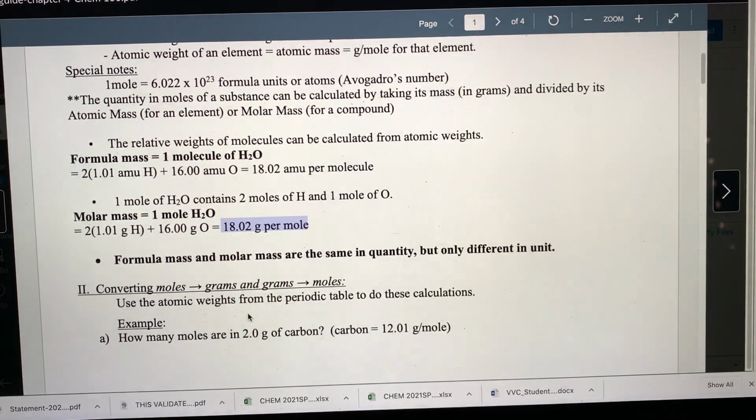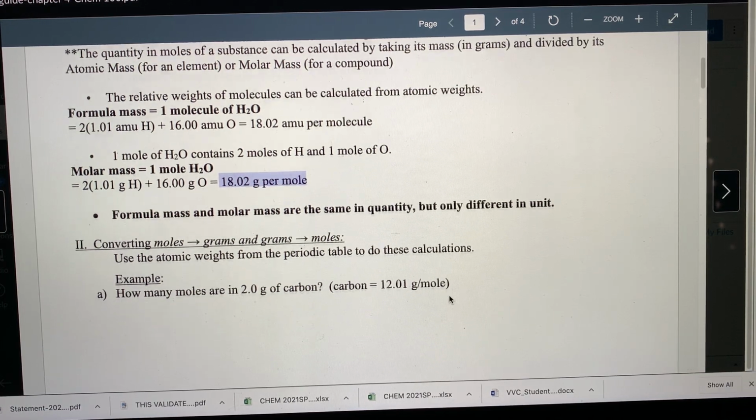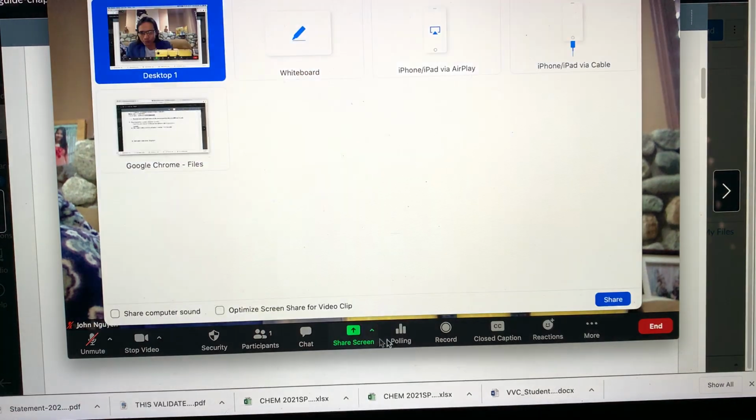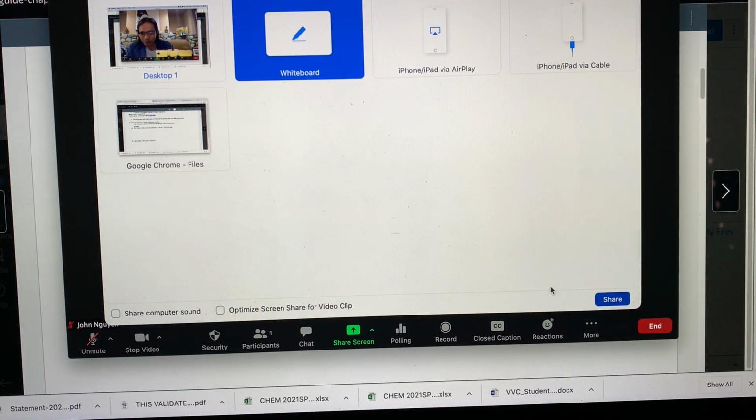Here we're converting moles to grams and grams to moles. For example, carbon. You have 2 grams of carbon. How do you convert that to moles? You look at the periodic table, and it's 12.01. If you want to print out or take notes, this will be a good time. Let me show you the whiteboard so I can show you how to do that.